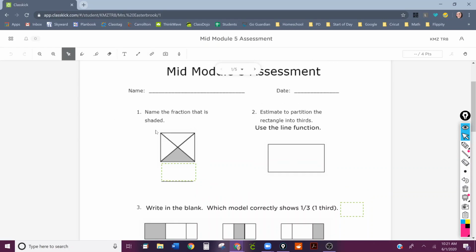So for the first one, it says name the fraction that is shaded. There is one piece shaded out of 4 pieces altogether. That fraction is 1/4.